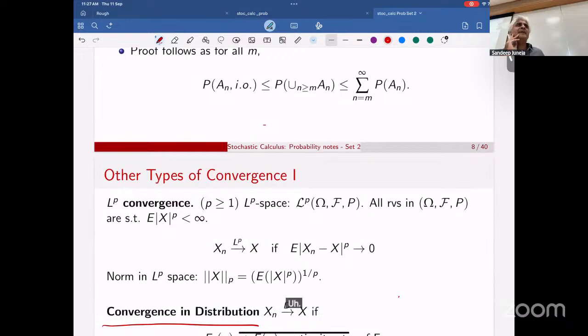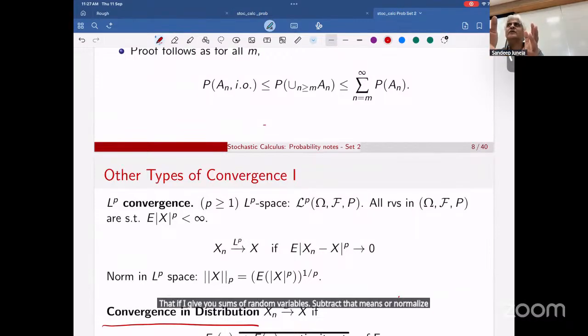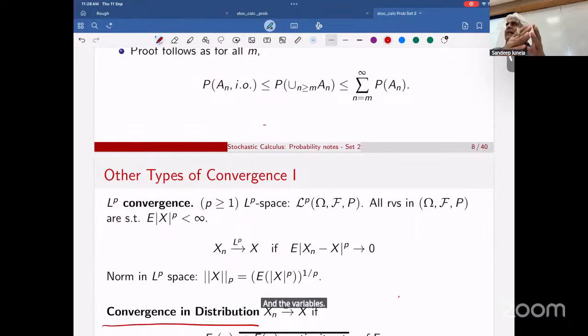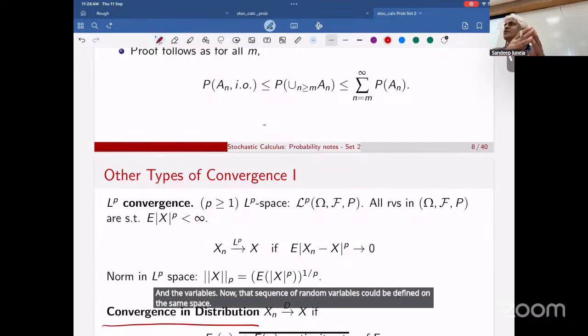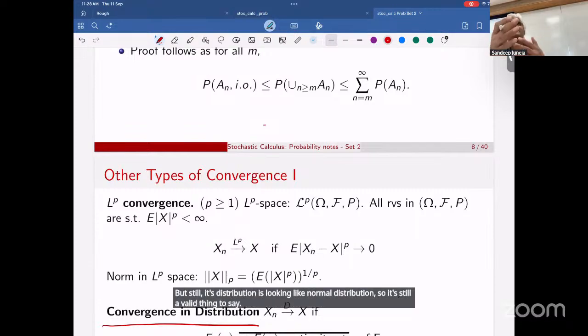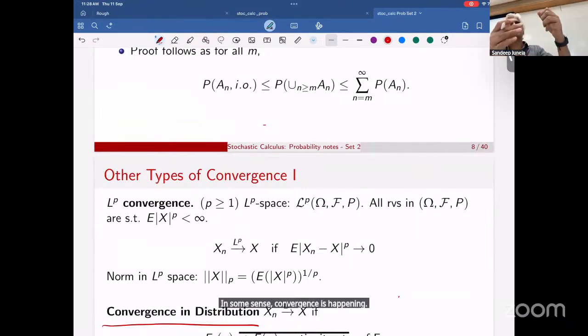It comes from the idea of the central limit theorem: if I give you sums of random variables, subtract their mean so the mean is 0, and divide by the standard deviation so that the variance is 1, then that random variable's probability distribution looks like the distribution of a normal random variable. That sequence of random variables could be defined on the same space, but the normal it's converging to need not be defined at all in that space. Still, its distribution is looking like the normal distribution, so it's a valid thing to say that in some sense convergence is happening. The probabilities associated with the random variables are converging.